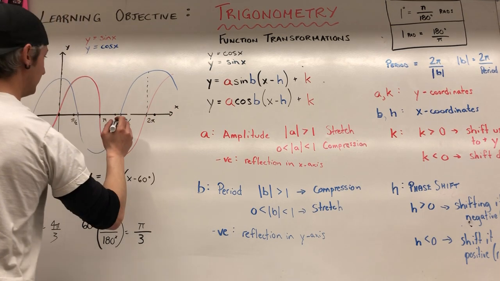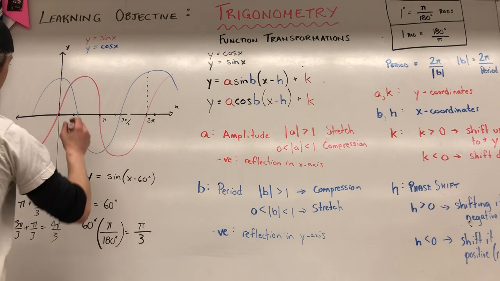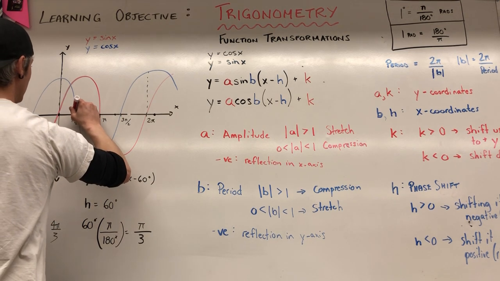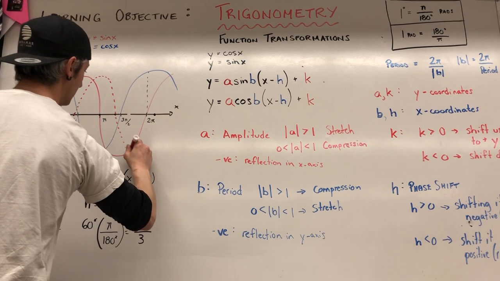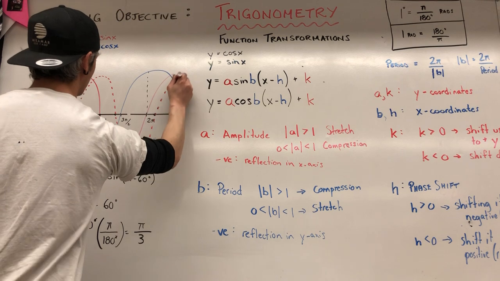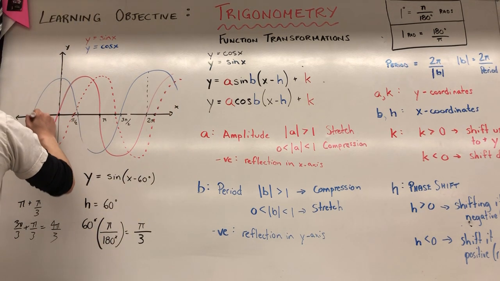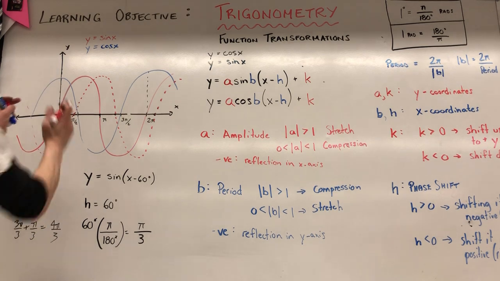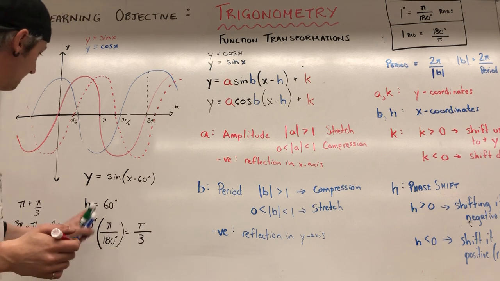So then if I draw my new function, I'm terrible at this, this is kind of difficult to do, it should look like, okay, I'm just going to keep going. Okay, so as you can see, it's been shifted to the right slightly. And that's what h does.